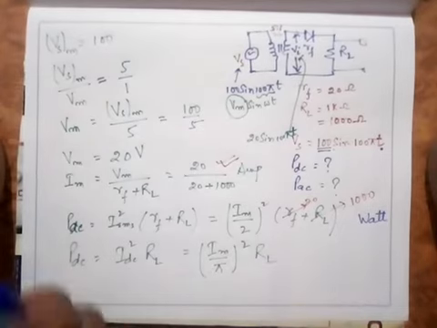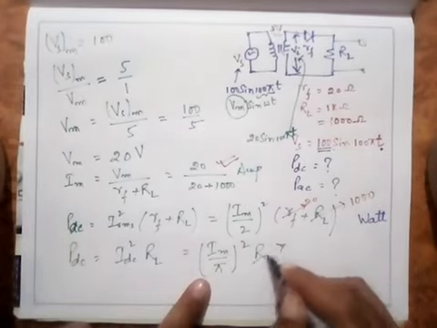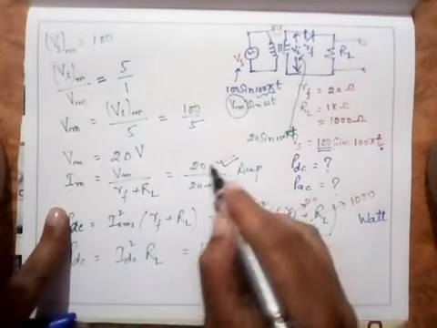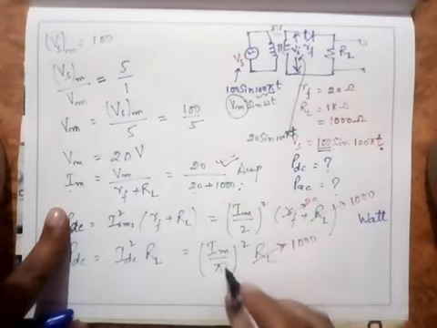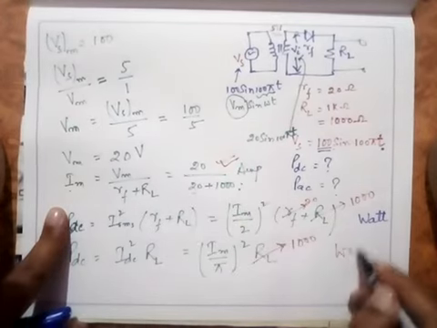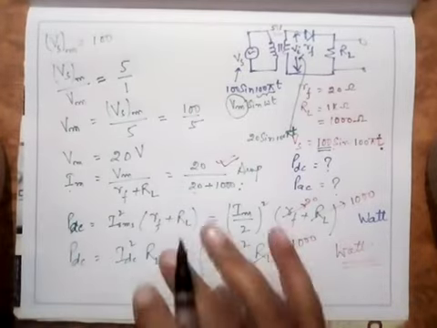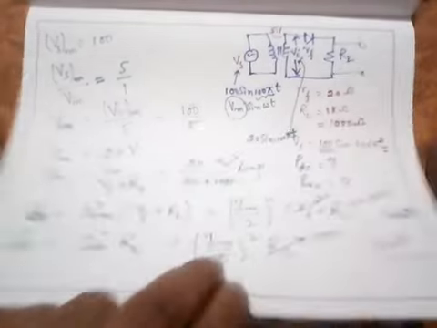So substitute the value of RL again as 1000. Im you have already calculated, 20 upon 1020, and you will get this is equal to this much watt. Whatever answer you obtain, I'm not doing the calculations. One more problem let's discuss if we have time.